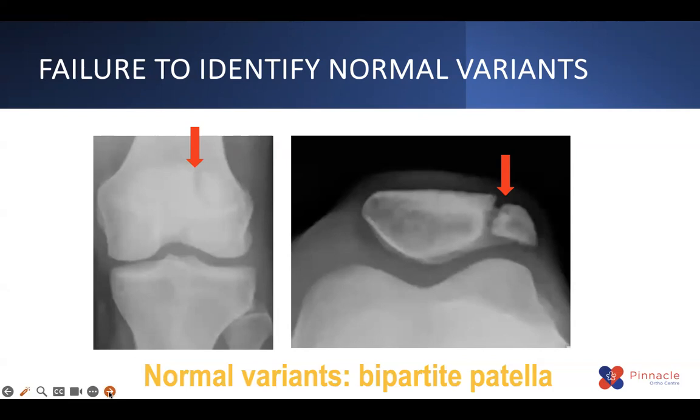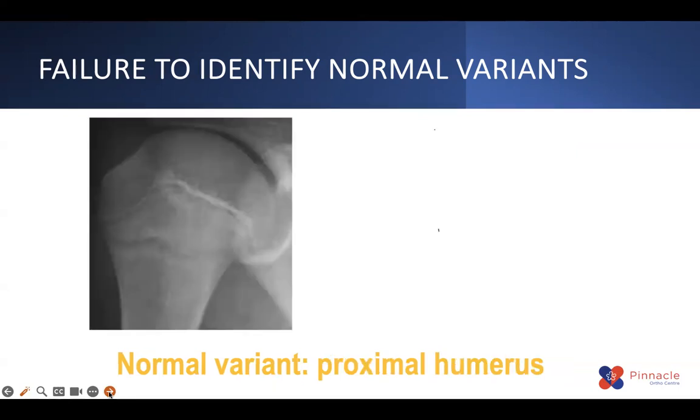The site on the superolateral aspect of the patella is an extremely rare site for a fracture. So these points can help you to differentiate a bipartite patella from a fracture. Then look at the proximal humerus. Now this line, it is very easy to misdiagnose it as a fracture.